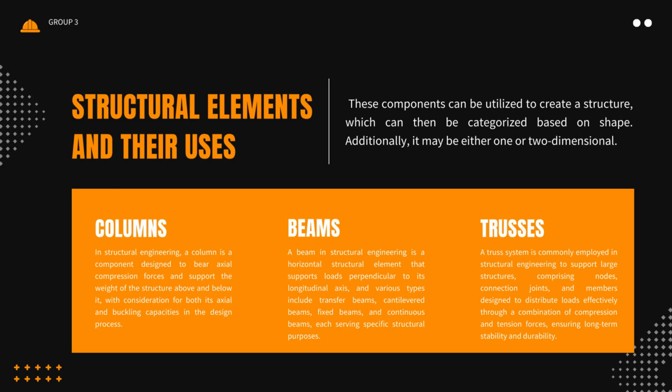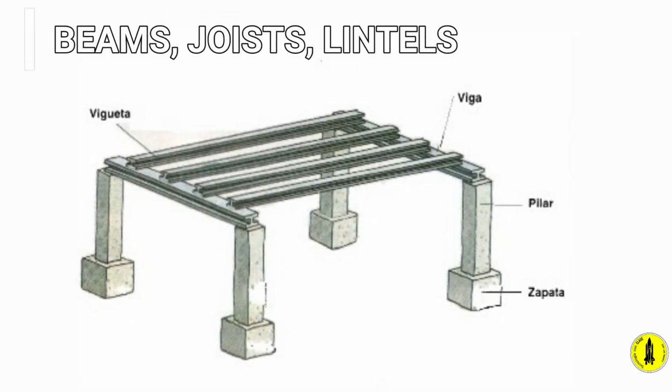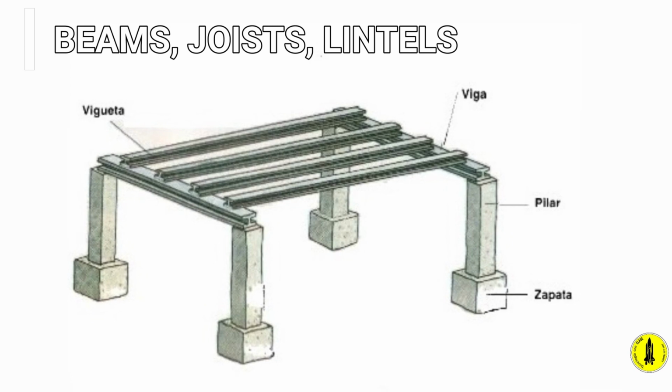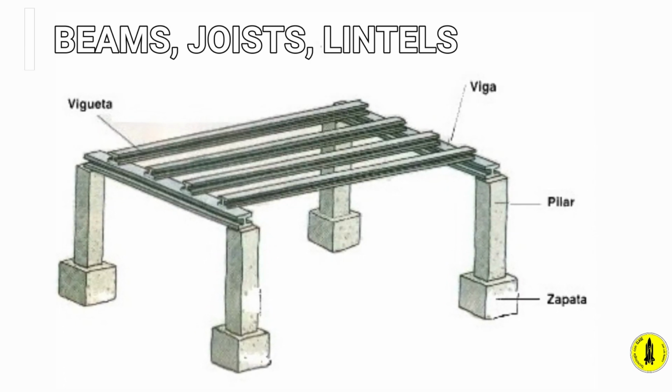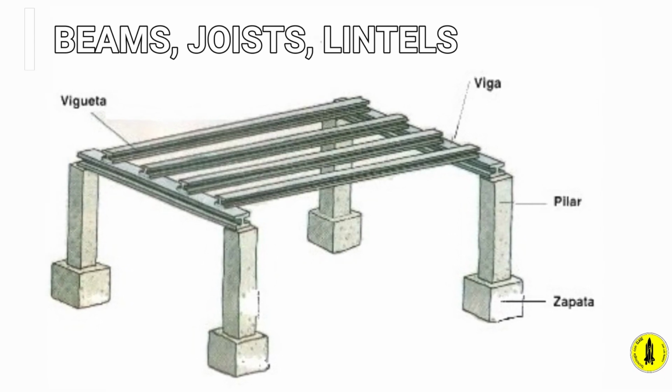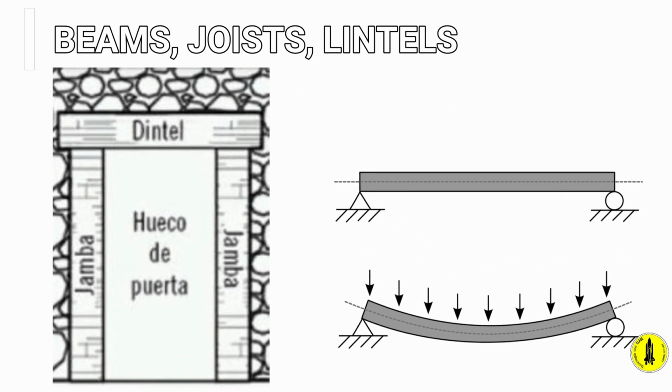The second element is beams. A beam is a structural element supporting loads perpendicular to its longitudinal axis. Beams are typically horizontal and used to support the weights of roofs, floors underneath, and ceilings. There are types of beams which are used for different purposes.